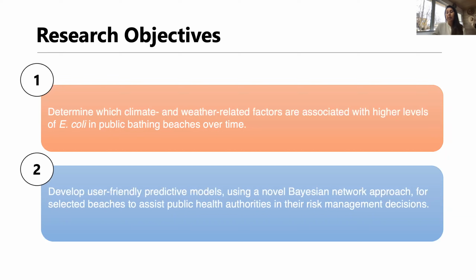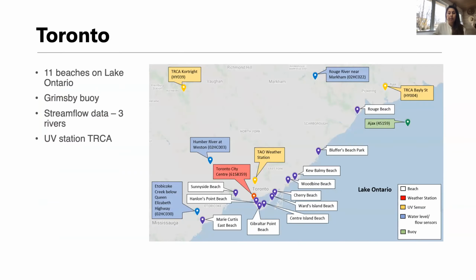coli in public bathing beaches over time. And I'll go over the results of that in a moment. The second is then to use the information that we learned from our first objective to develop user-friendly predictive models. And we aim to do this using a Bayesian network approach. I'll talk a little bit more about that in a second, for selected beaches to assist public health authorities in the risk management decisions.